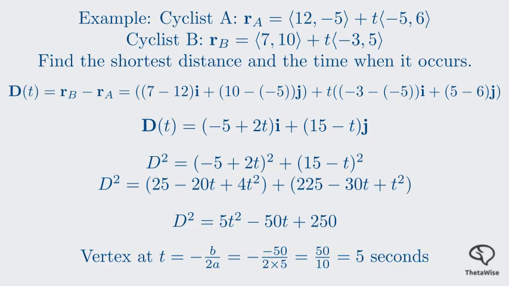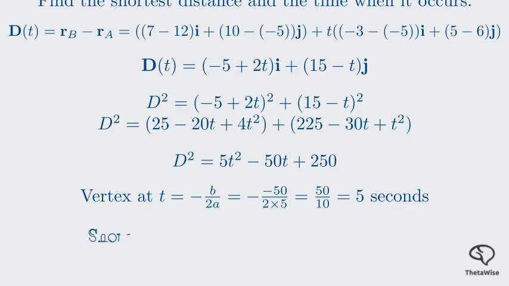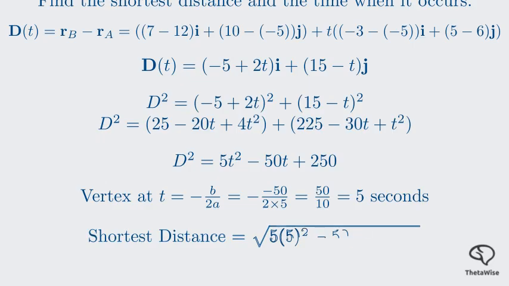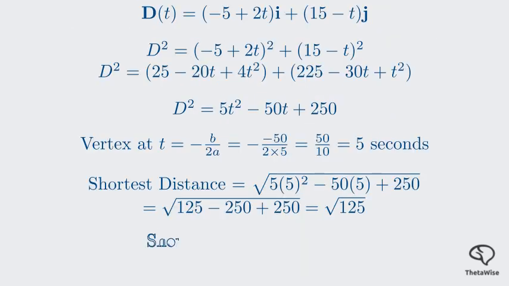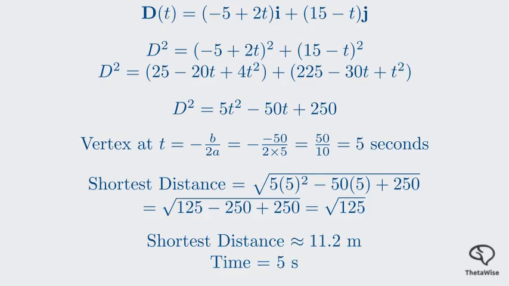Finally, we substitute t equals 5 back into our original distance formula. Plugging in t equals 5, we get the square root of 5 times 5 squared minus 50 times 5 plus 250. This simplifies to the square root of 125. This is the exact shortest distance. The shortest distance is the square root of 125 meters, which is approximately 11.2 meters, and it occurs at t equals 5 seconds. This quadratic method is robust for finding the minimum distance and the time it occurs.